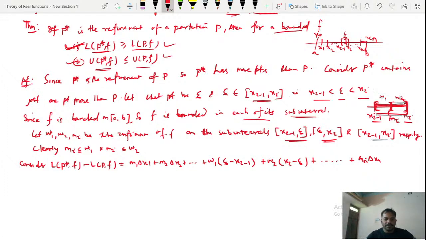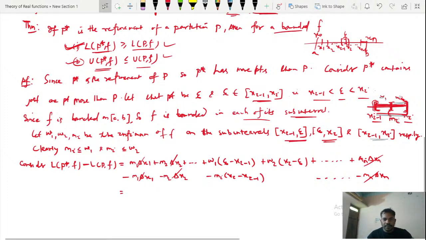And what is your LPf? For LPf there is also m1 del x1, and then small m2 del x2. Like this, in the ith subinterval I will write small mi whole into xi minus xi minus 1, and then the last one is mn del xn. So all things will cancel out, and only the ith subinterval is the only difference.